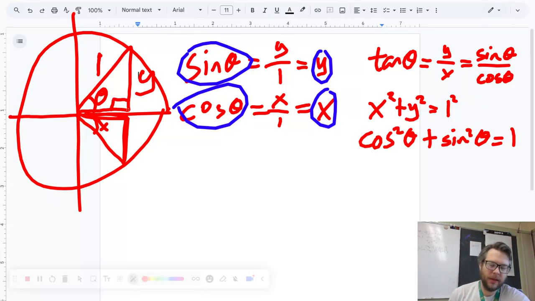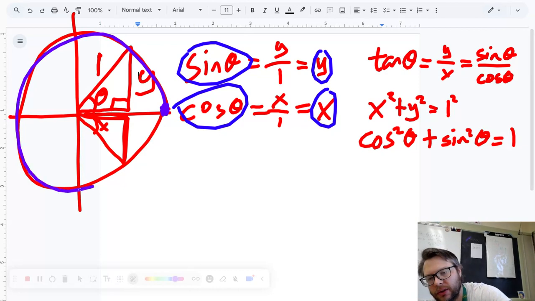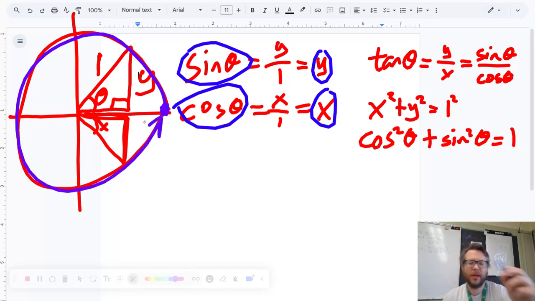Okay, now here's the big idea. Because we can go around and around the circle, starting here at 0 and going counterclockwise, and we can do that as many times as we want, if we were trying to solve a particular equation, we would get an unlimited number of solutions.